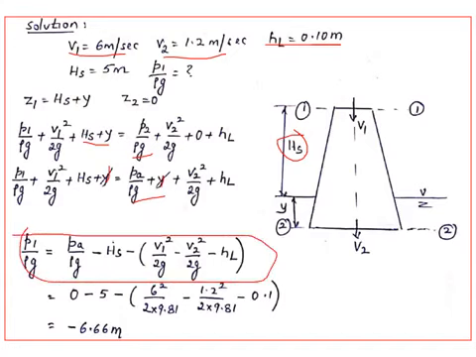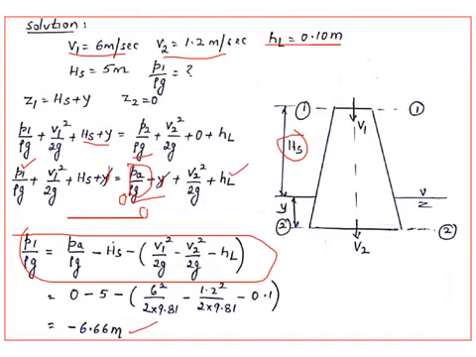Now we want to calculate P1 by rho g. You substitute the value of V1 as 6, so 6 square by 2 into 9.81, Hs is 5. Pa by rho g you can substitute as 0. V2 is nothing but 1.2, so 1.2 square by 2 into 9.81. HL is 0.1. By solving this, you will get minus 6.66 meters gauge.